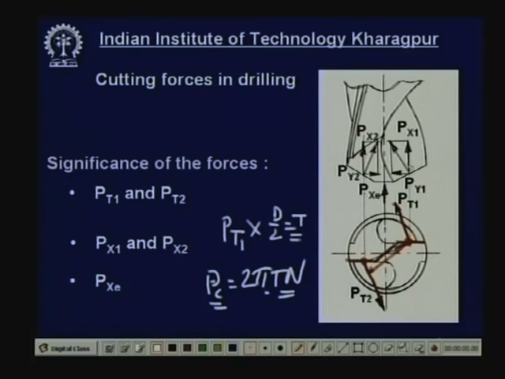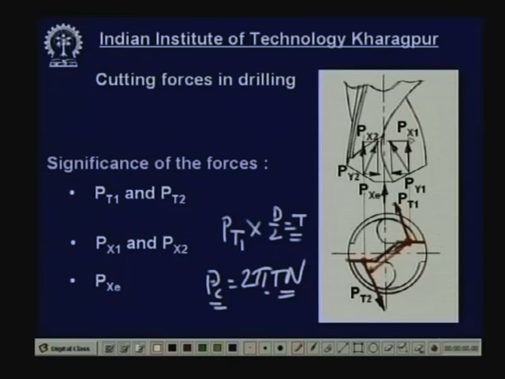Now, come to the other forces. There will be two more forces acting perpendicular to Pt1 and Pt2 and along the rake surface or flute. So, this is one force Pxy1, and this is another force almost perpendicular to the cutting edge and working in the face plane. This force will be resolved into two components, Px1 along the axis of the drill and Py1 in a radial direction. Similarly, this force component Pxy2, if we call it, will be resolved into two components, Px2 and Py2.